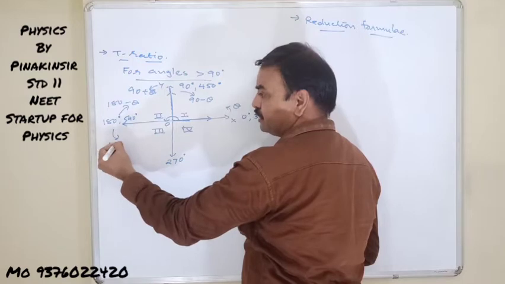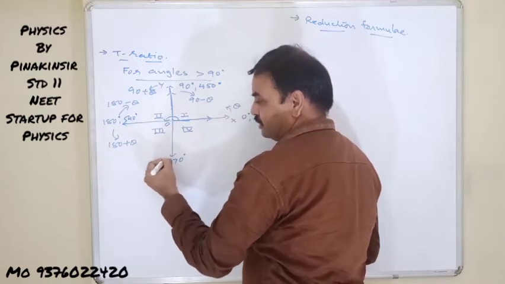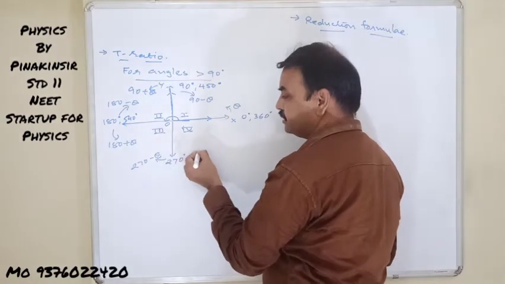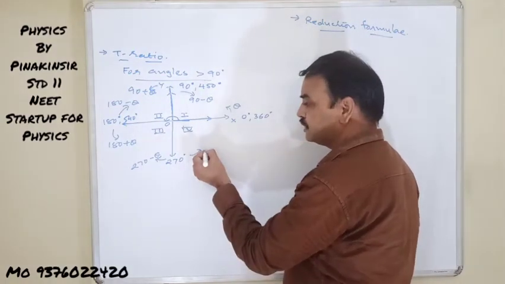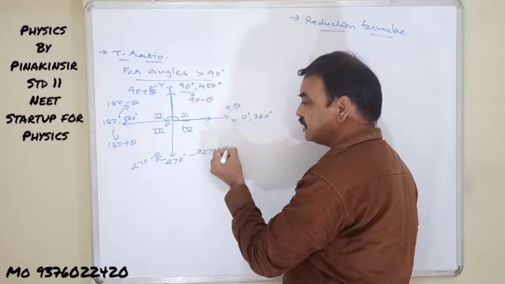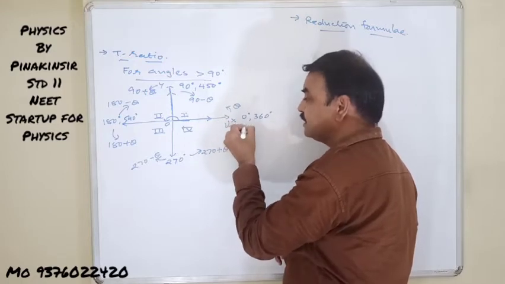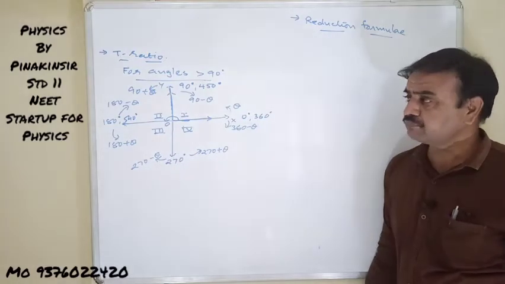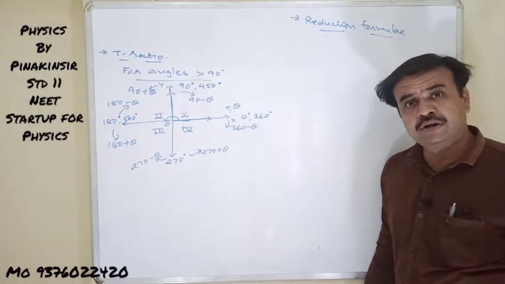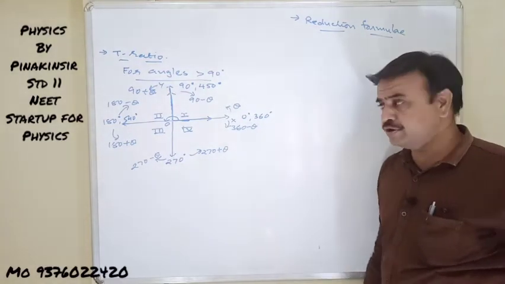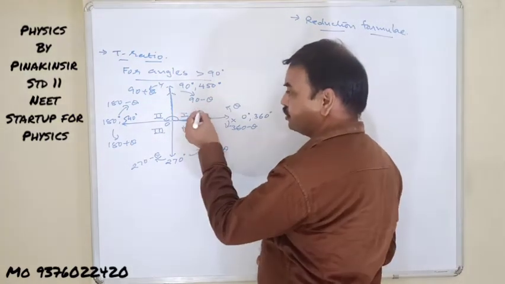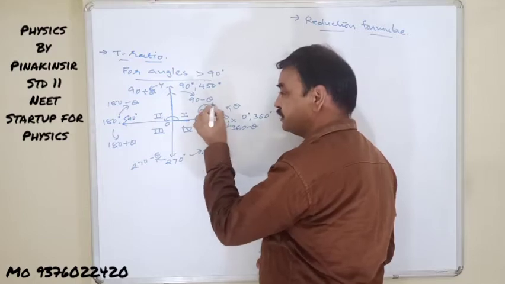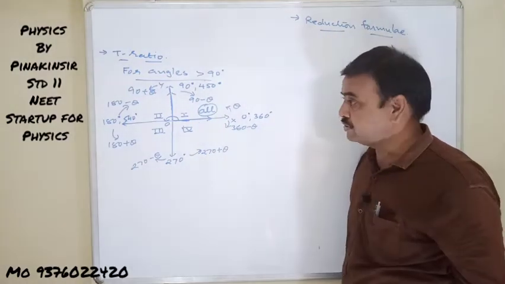Here it will be 180 plus theta. Here it will be 270 degrees minus theta. Again in this quadrant, the fourth quadrant, it will be 270 plus theta, otherwise it is 360 minus theta. That you have to memorize. As well, among all 6 trigonometric ratios, in the first quadrant, all the trigonometric ratios are positive. That you have to memorize.